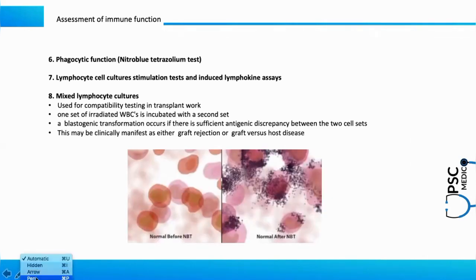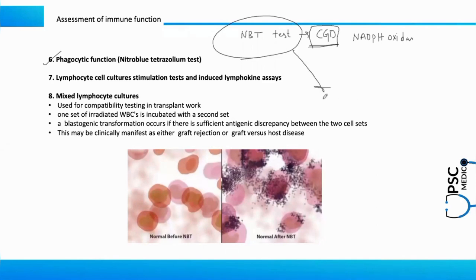Next, if you want to look at the phagocytic function, what is the test which is available? The NBT test. The NBT test is used to assess phagocytic function, mainly for chronic granulomatous disease, which is because of a deficiency of NADPH oxidase. So this NBT test involves a tetrazolium, which will produce a blue colored compound. The blue colored compound is produced only when there is an active NADPH oxidase, because the conversion from the normal yellow color of NBT to blue occurs only in the presence of NADPH oxidase.